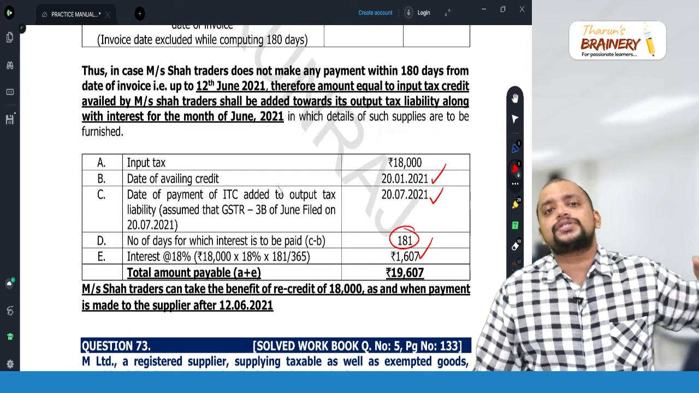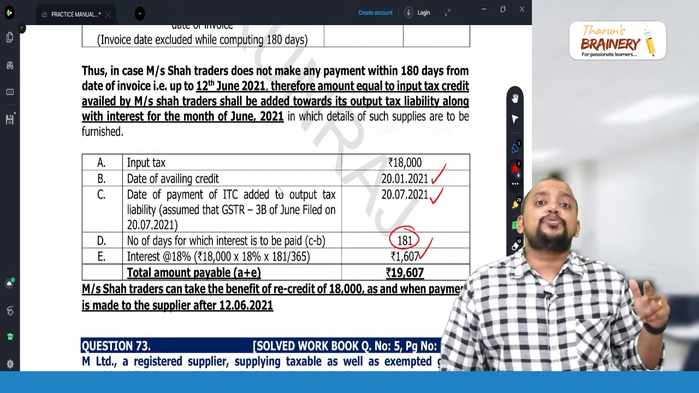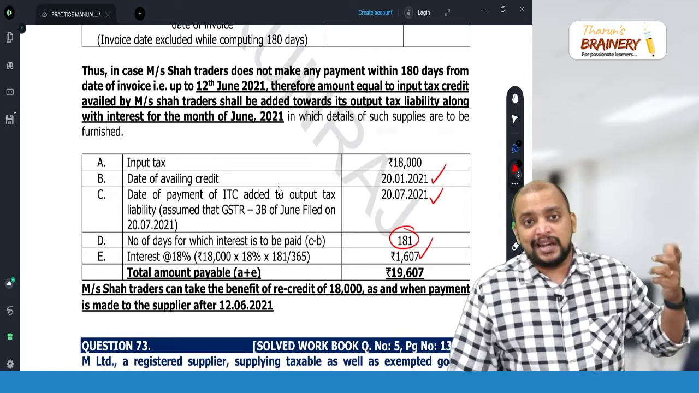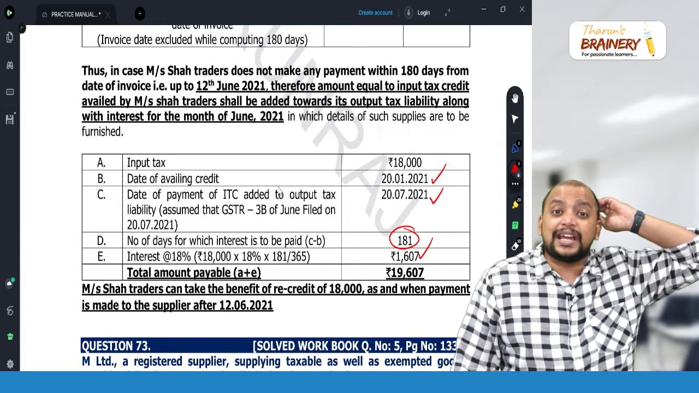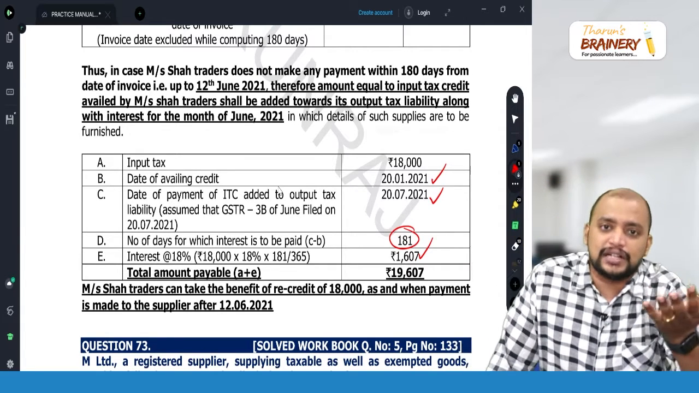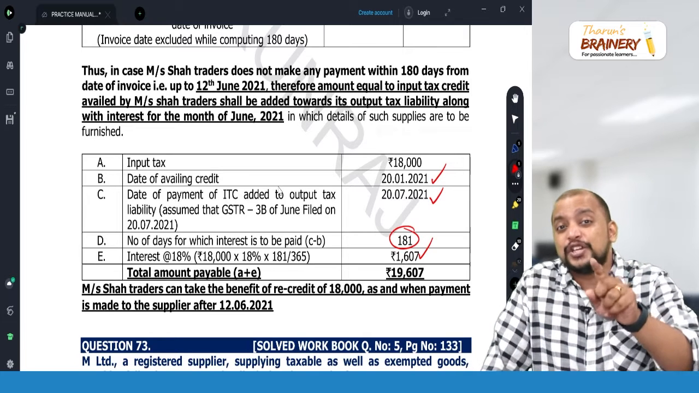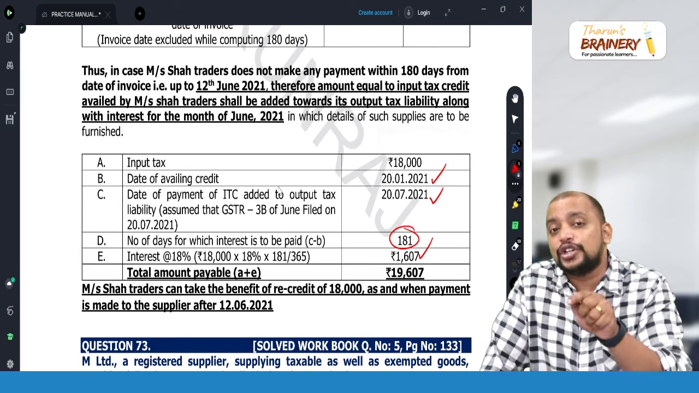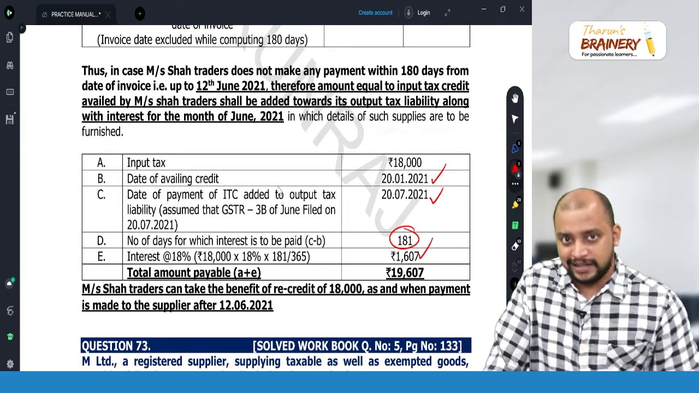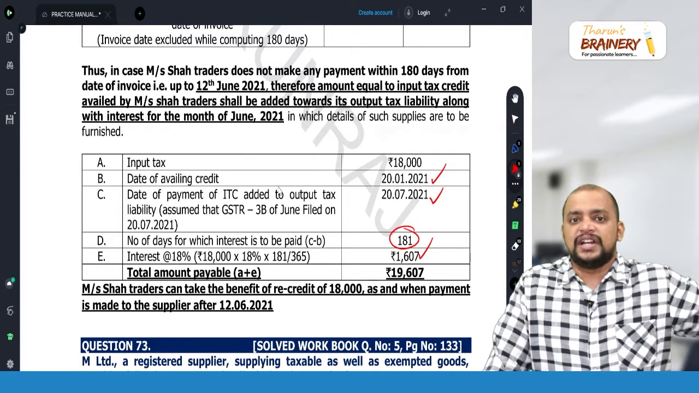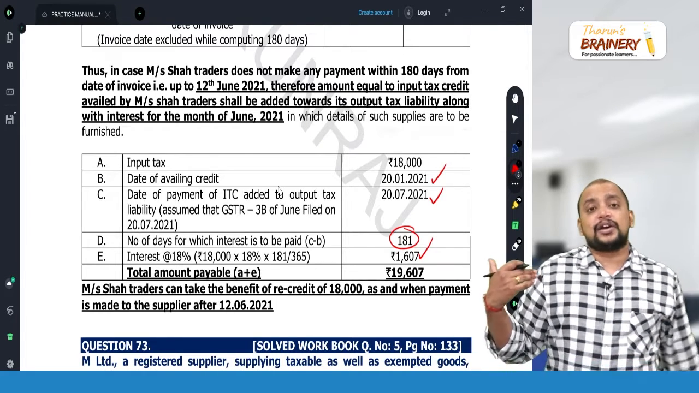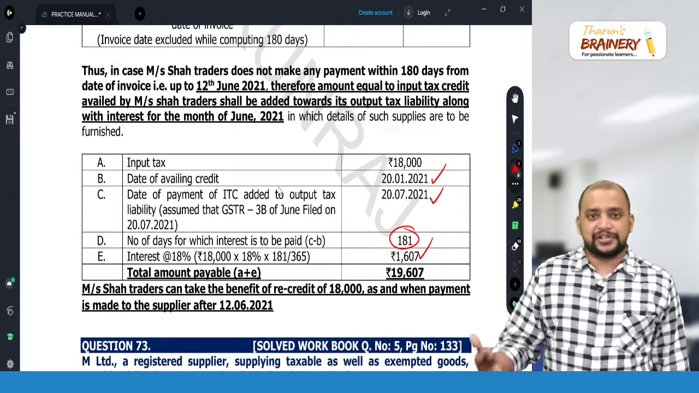The 18,000 you will deduct from the input tax credit, which means that is an adjustment to the electronic credit ledger. Whatever credit you have, that balance will come down. Whereas interest you cannot pay using the credit ledger. That interest you need to pay using the cash ledger. Don't forget this. In the credit ledger we will reverse 18,000 and that 1,607 you need to pay through the cash ledger.